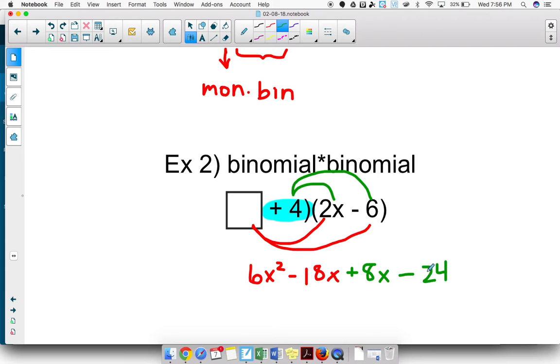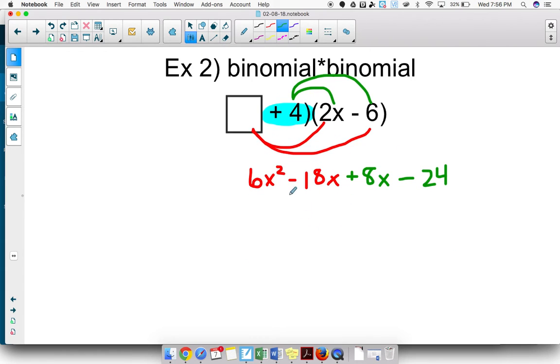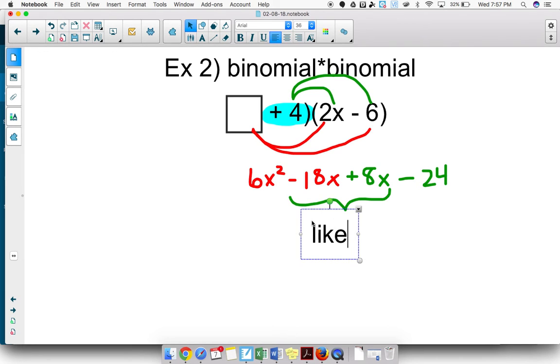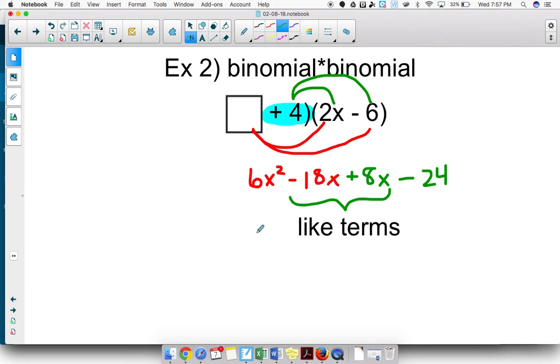What we're going to notice is this is going to start to look like some of the things we've been graphing in algebra. I do want you to pay close attention to these middle two terms. These are considered like terms, because they both have the same power of x. So we're going to combine those. Starting from left to right, I'm going to copy my 6x squared. And then negative 18 plus 8 combines to be a negative 10x minus 24.